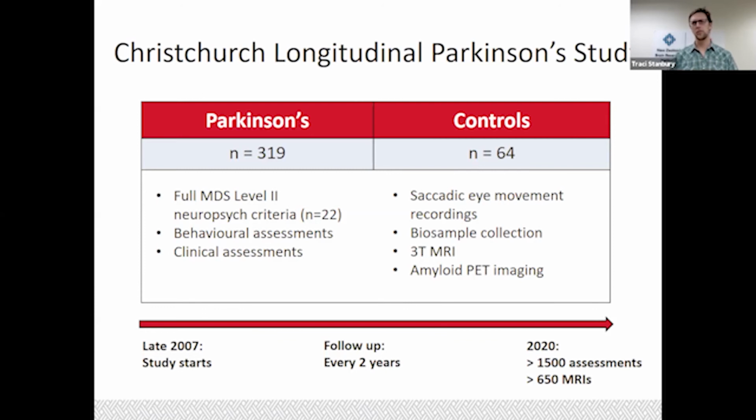And the really exciting thing that we've done is we've actually been able to follow them every 2 years. So we're starting to gain a better picture of what's actually happening in the brains of patients with Parkinson's disease. I'll just reiterate that this is quite an achievement. This is one of the largest studies worldwide, especially over that long time period, where we're up to now 10 years. So this equates to over 1,500 clinical and cognitive assessments, over 650 MRI scans. And as I said, we're really starting to get a better picture of what's happening in Parkinson's disease.